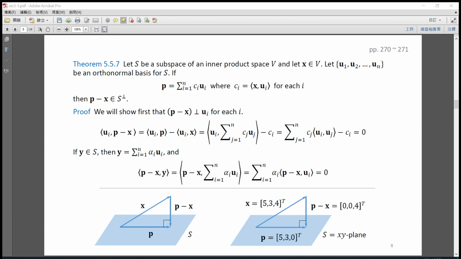Next, we introduce Theorem 5.5.7. Let S be a subspace of an inner product space V, and suppose X is a vector in V, and let U1, U2 up to Un be an orthonormal basis for S. If P can be written as a linear combination of the orthonormal basis, where the coefficient Ci equals the inner product of X and Ui for each i, then P minus X belongs to S perp.